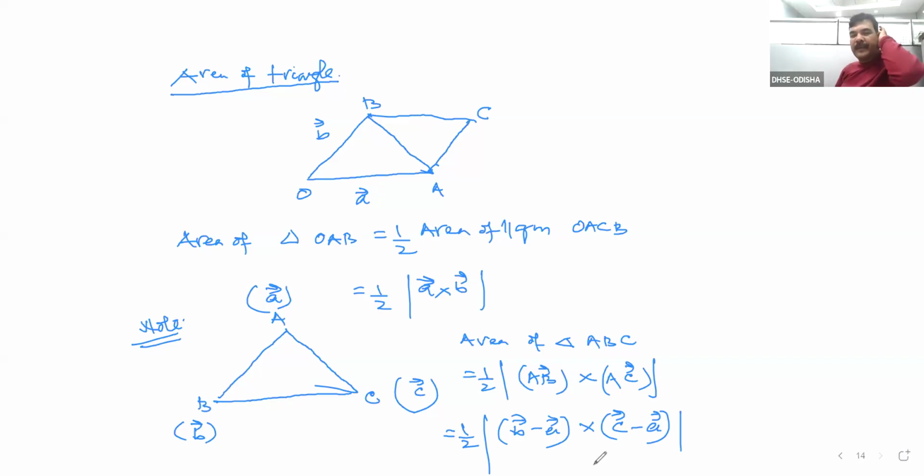This is equal to half of the magnitude of A cross B plus B cross C plus C cross A.